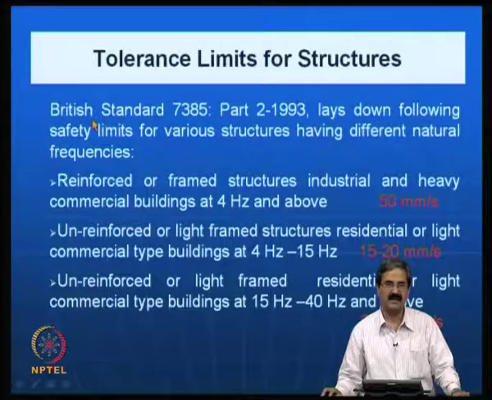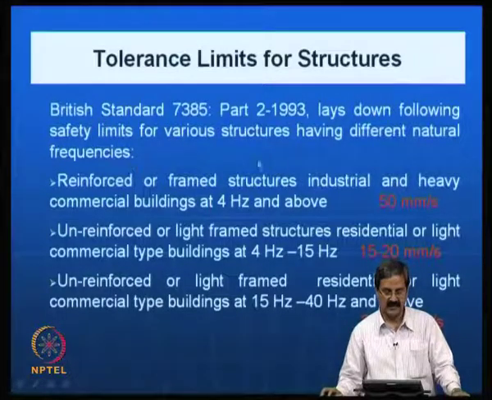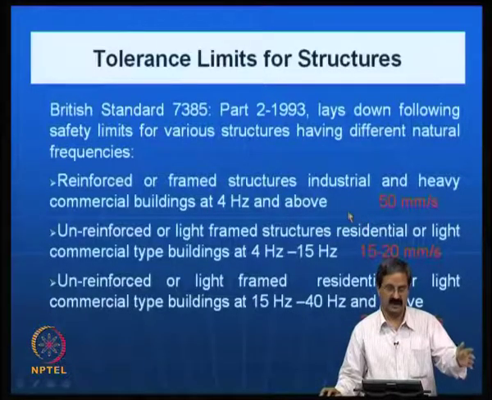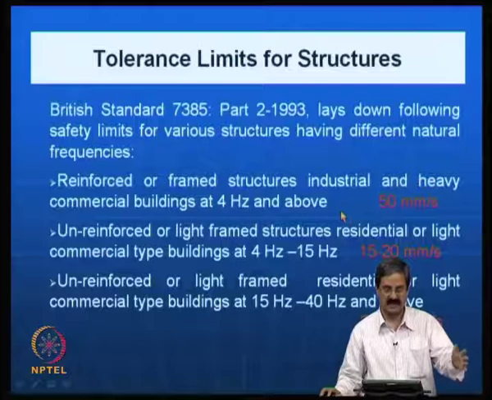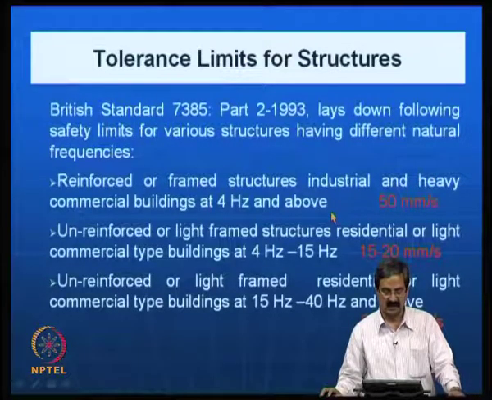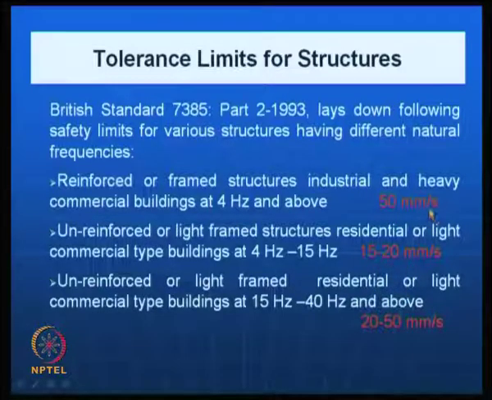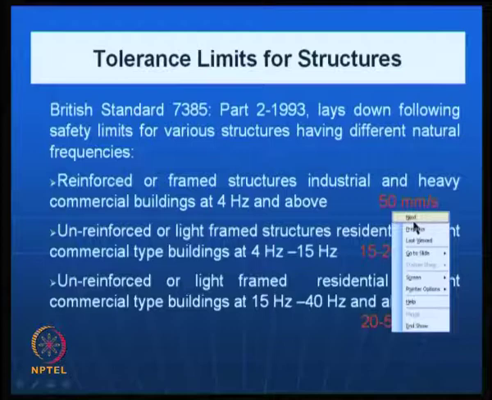Even in British standards, they have some limits. For example, for a reinforced structure, RCC structure, or industrial structure, what should be the peak particle wave velocity? About 50 mm per second. For light unreinforced buildings, 15 to 20 millimeter per second. Then for small residential buildings, 20 to 50 millimeter per second. So, these are all some limits.